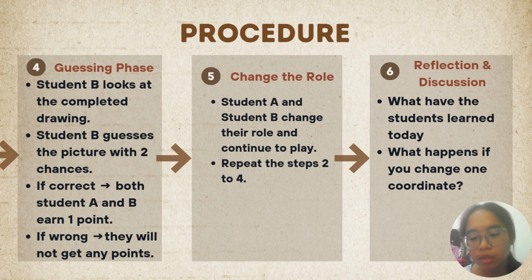And lastly, we will have a reflection discussion with student A and student B. We will ask them, what have you learned today, and what happens if you change one coordinate? If they are correct, it means they already understand what we taught today and know what they have learned about the concept of coordinates.